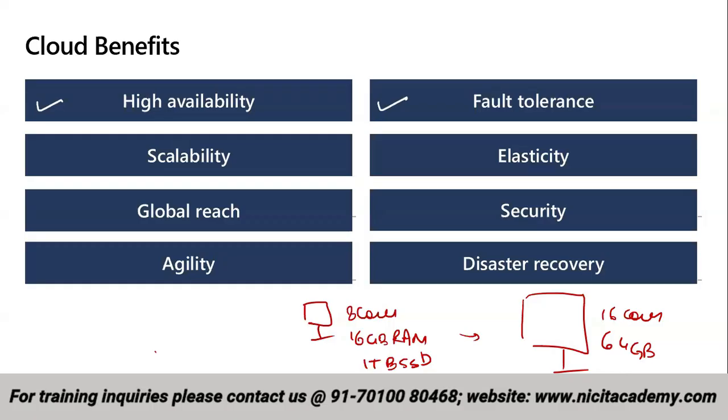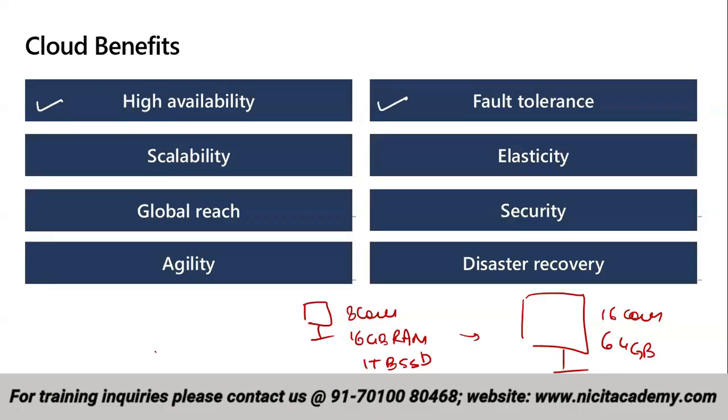All right. Then security is there, agility is there. Agility basically refers to being able to perform multiple tasks all together. So agility is also there. Disaster recovery mechanisms are also there in case of any disaster if the data center has gone down.